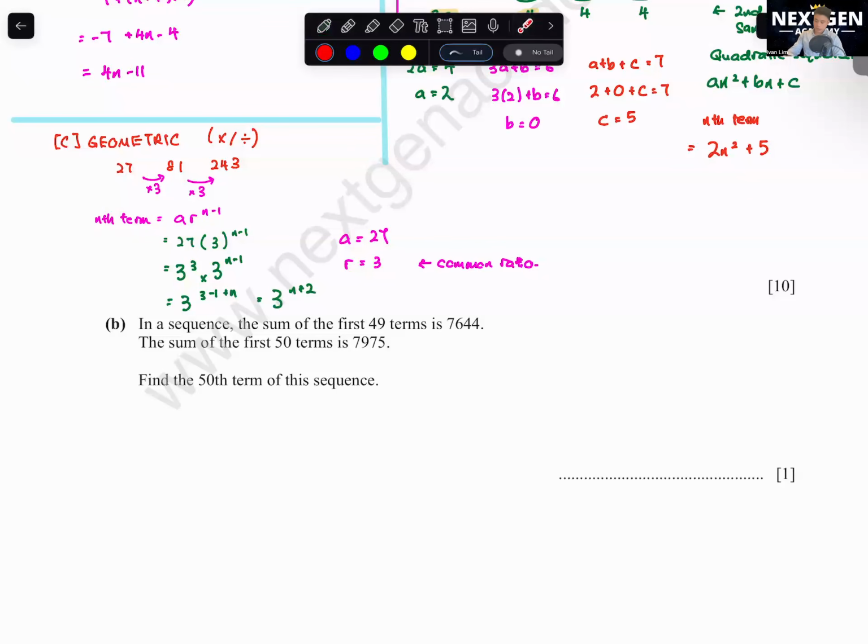That means they are saying that 1 to 49, when you add up all together, is 7644. 1 to 50, 7975. So for your 50th term, you just take the sum of 50 terms minus the sum of 49 terms. Correct. 7975 minus 7644, which you will get 331.